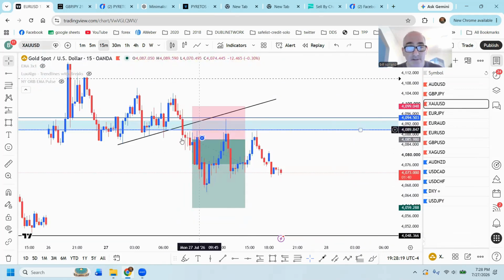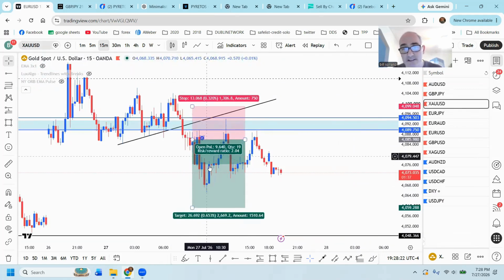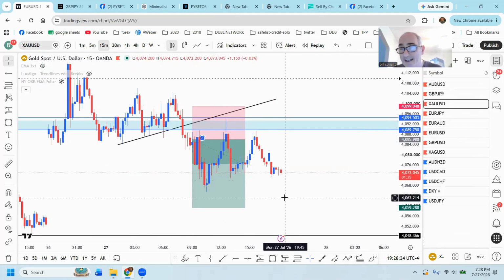This is gold. There's our activation here, confirmed with the scanner. Price is still moving down on gold. We're bearish on gold, remember. We're bearish on AUD USD, bearish on GBP JPY, bearish on gold.